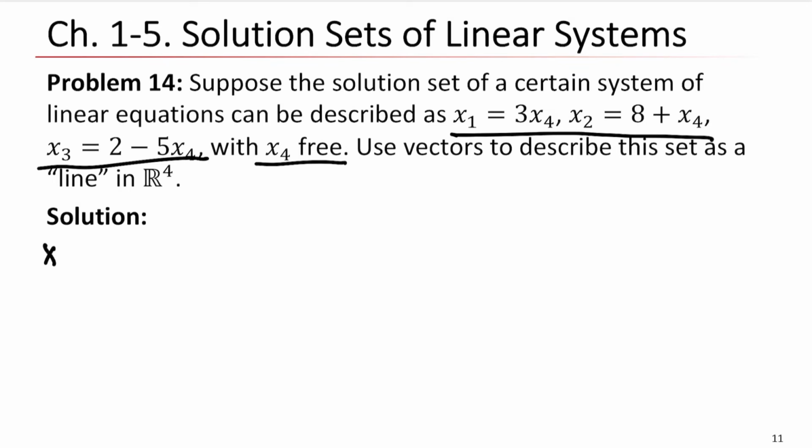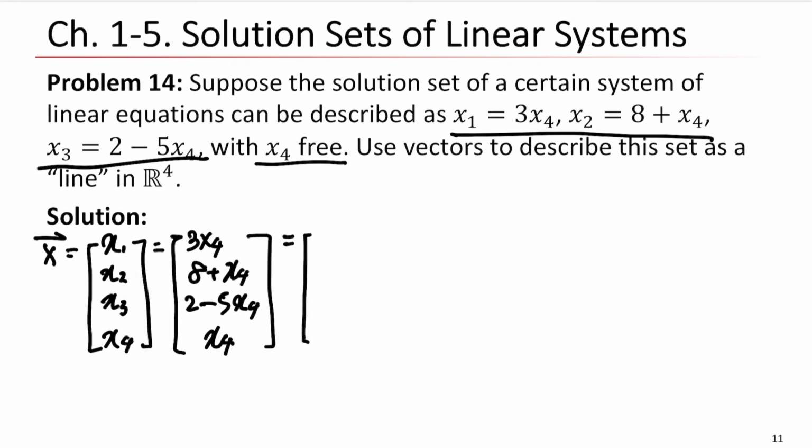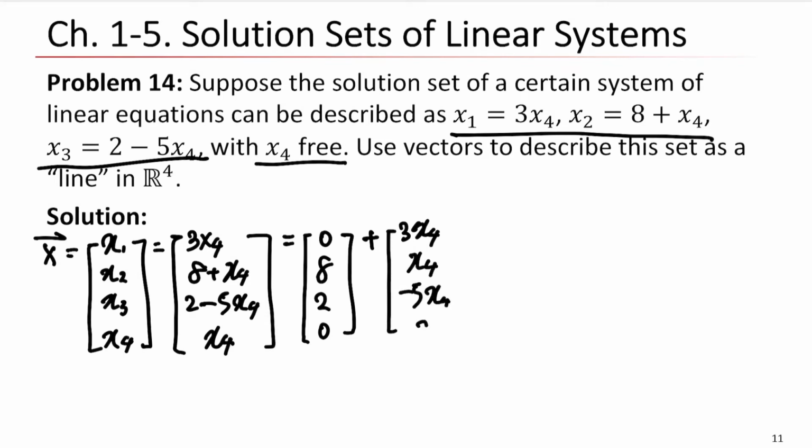First of all, let's write the vector x as x1, x2, x3, and x4, right? Then what is x1? 3x4, a plus x4, right? 2 minus 5x4, right? And x4, because x4 is a free variable, right? Then let's decompose the constant term 0, 8, 2, 0 from the x4 term, like 3x4, x4, right? Negative 5x4, x4, right?